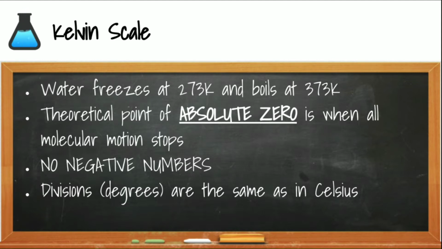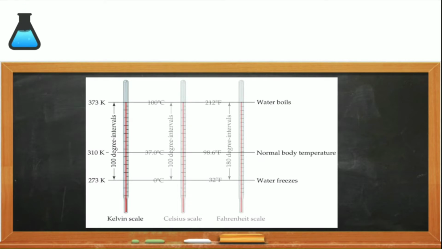A 5-degree difference on the Kelvin scale is exactly the same as a 5-degree difference on the Celsius scale. Notice here that there are 100 degrees between the freezing point of water and the boiling point of water on both the Kelvin and the Celsius scales.